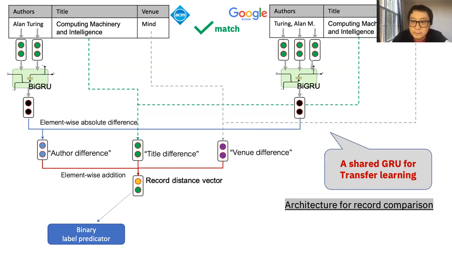I would like to mention that in order to make sure that the learned model is transferable, we use the shared GRU to process all the attribute pairs. This is to ensure that no matter how many attribute pairs the source and target datasets may have, we have no problem transferring it to the target dataset.